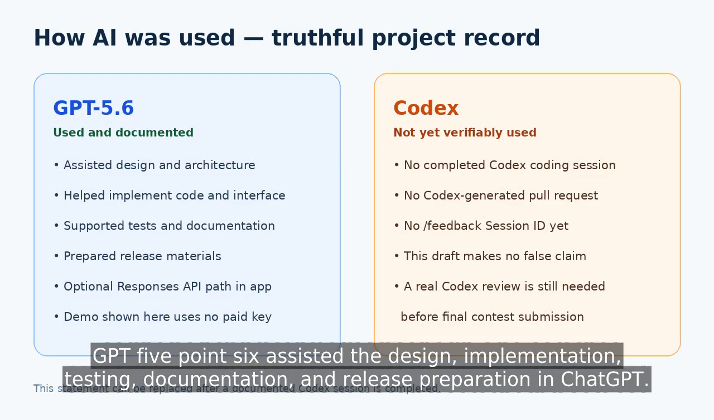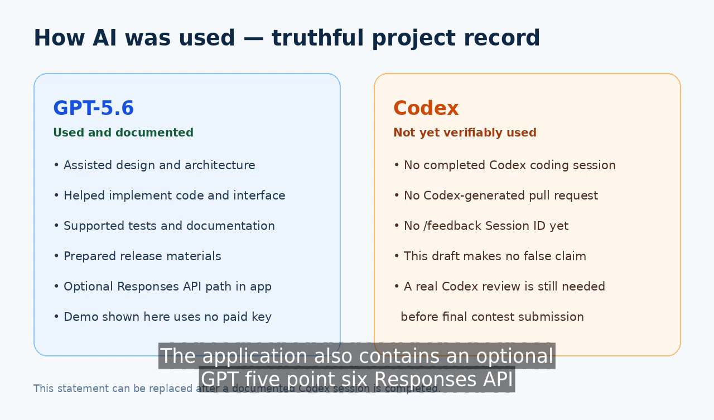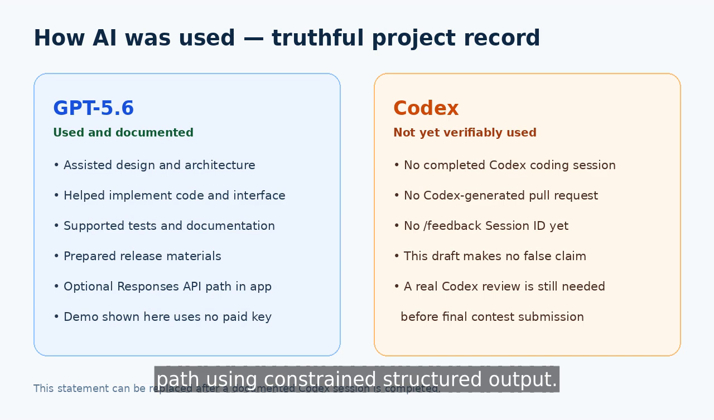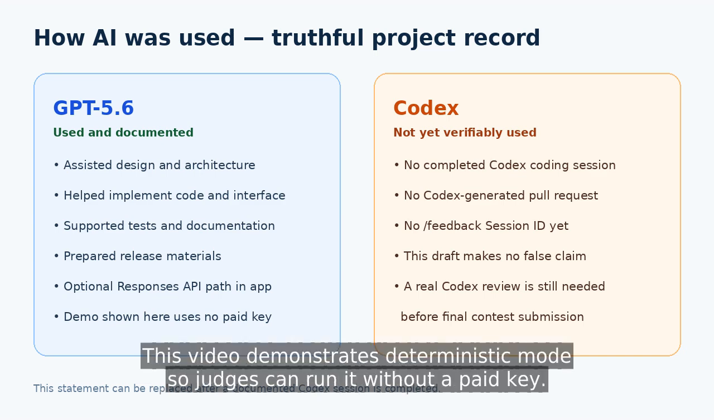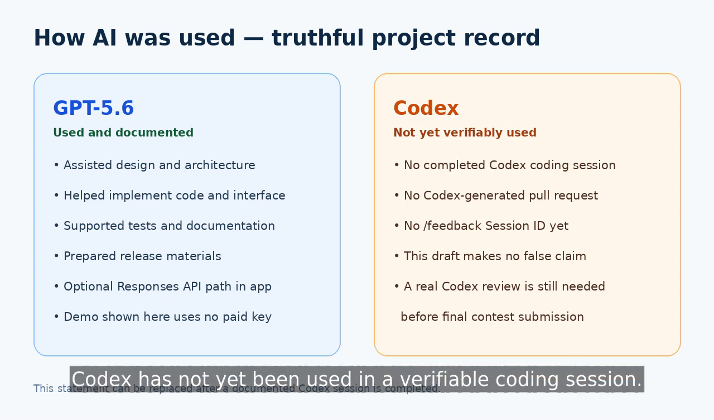GPT 5.6 assisted the design, implementation, testing, documentation, and release preparation in ChatGPT. The application also contains an optional GPT 5.6 responsive API path using constrained structured output. This video demonstrates deterministic mode so judges can run it without a paid key.